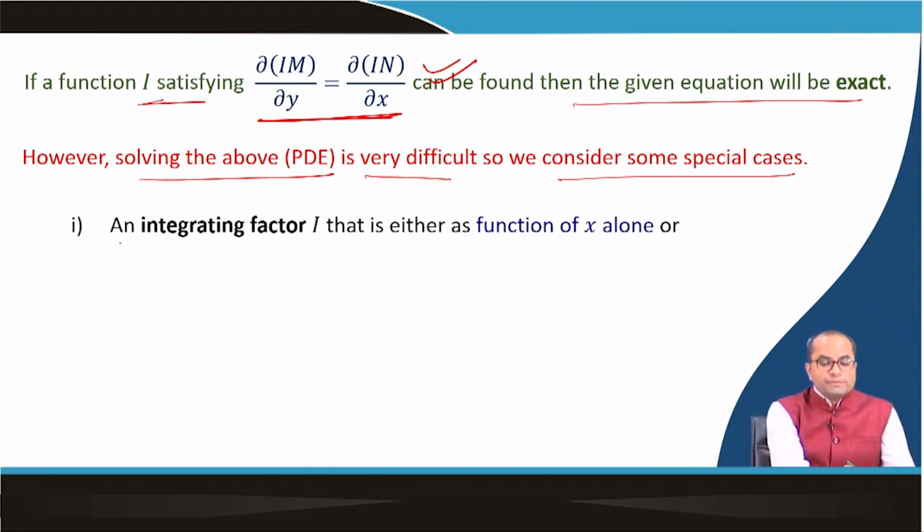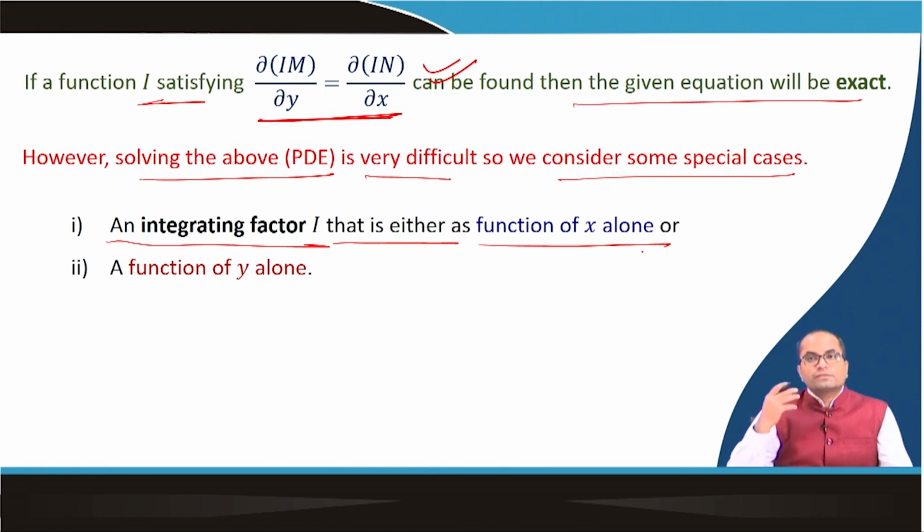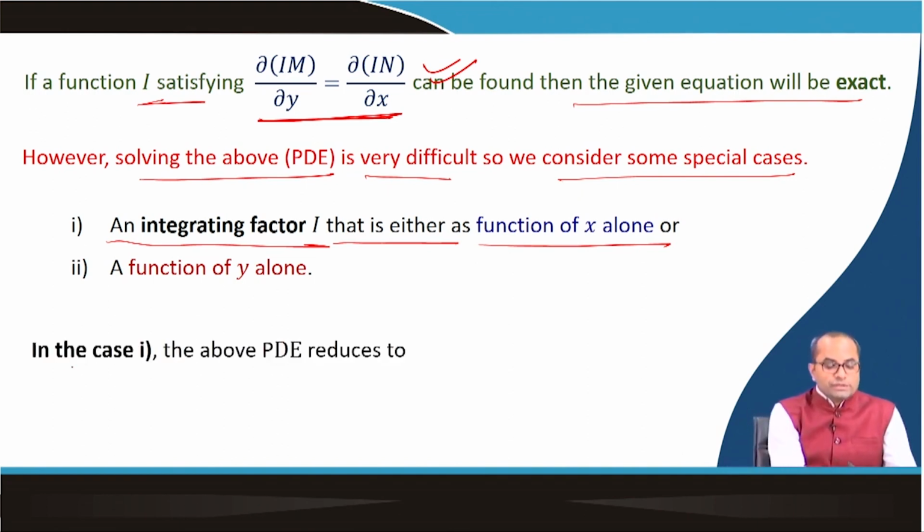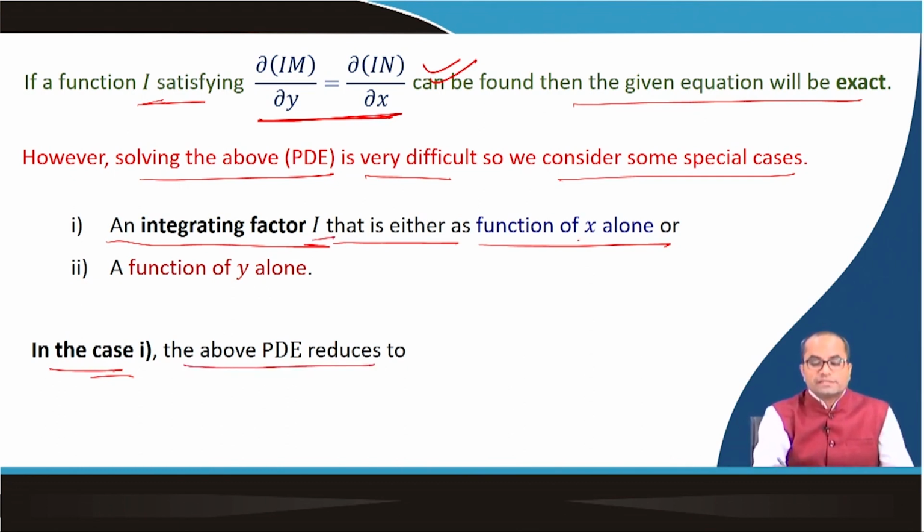So, the first possibility would be that the integrating factor I we are looking at is either a function of x alone or a function of y alone. These two possibilities we will look at out of this partial differential equation. So, in case 1, when I is assumed to be a function of x alone, this PDE will reduce to, because if I is a function of x, then here it will come out. So, you have I del M over del y equal to, here it is a function of x, so the product rule will be applicable.